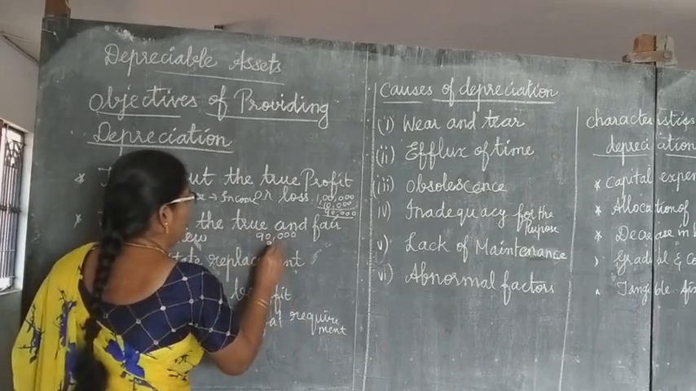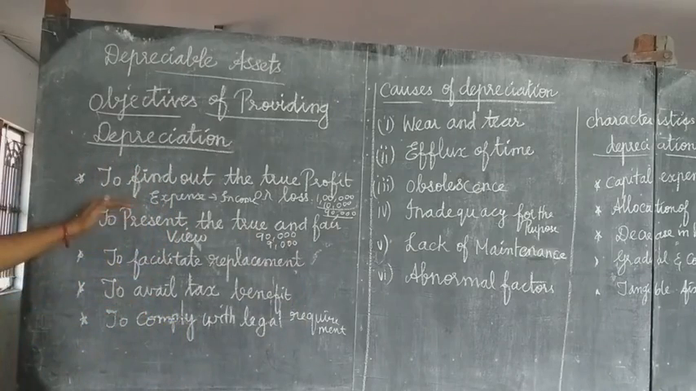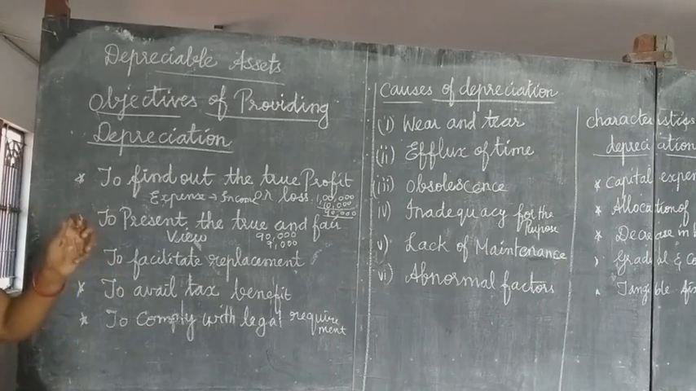This year the amount will be 9,000 rupees. So every year the amount will be reduced. So after charging depreciation we have to know the correct profit or loss. So the correct profit or loss will reveal the true and fair view of the business.